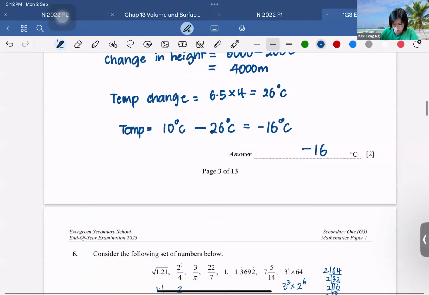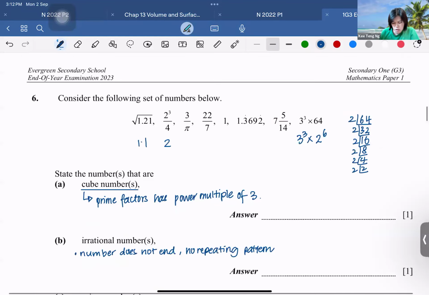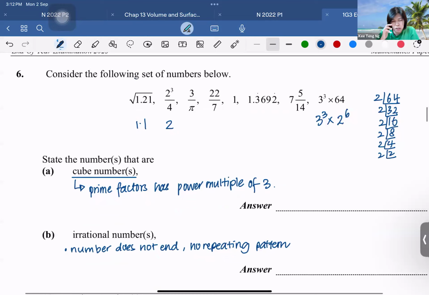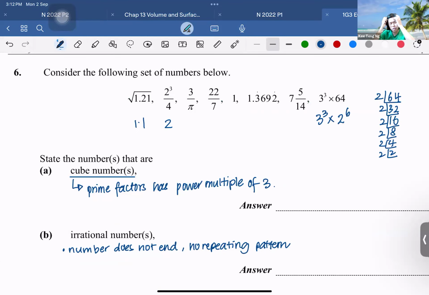Next question. Consider the following set of numbers. Now, I've done some general rough calculations for all these numbers already. The first one I did, square root of 121 is 1.1. I calculated the whole thing over here, gave me a number 2. This one is a very long, never-ending decimal. This one is already a fraction. And this one has 2 dots now. This one is a recurring decimal. Okay, and this one is an improper fraction, mixed number.